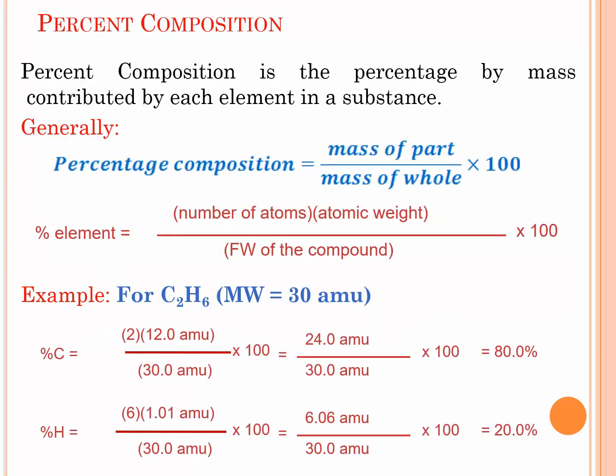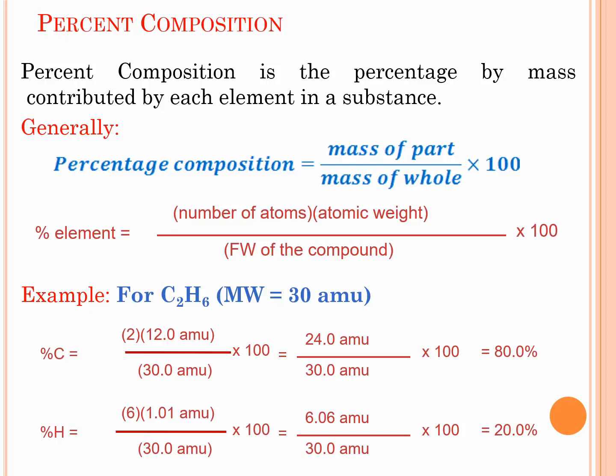Now we have something called percent composition. It is the percentage by mass contributed by each element in a substance. Percent composition generally can be calculated by using this law: percentage composition equals mass of part over mass of whole times 100. Percent element equals the number of atoms of that element times the atomic weight of that element divided by the formula weight of the compound times 100.